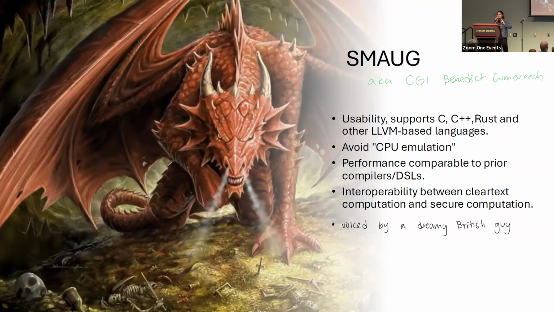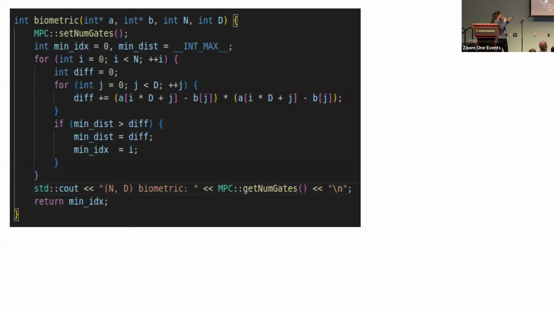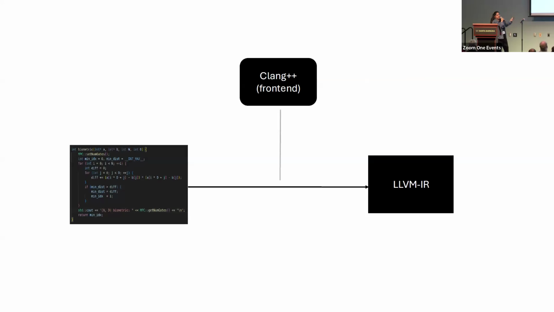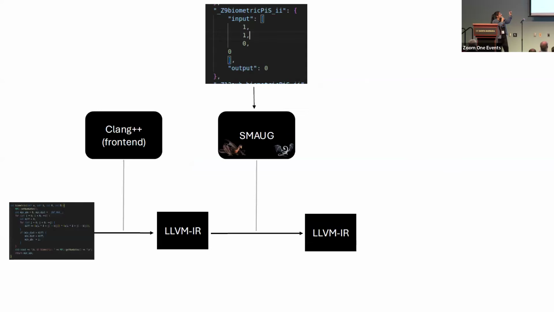Okay, so let me give you a brief overview of how you would use it. Here I have a program which is just biometric and I have changed nothing. It's just same as what you would write for clear text. And you can see the first and second parameters are A and B, which is the array of points and the point. Those are supposed to be private, but right now I don't do anything. Just use clang to emit the LLVM. Then I pass the config, which specifies that the first two parameters are private and the next are public, to Smog with the LLVM IR.